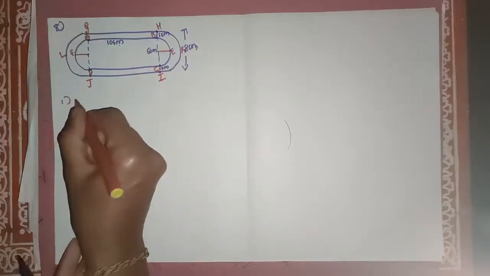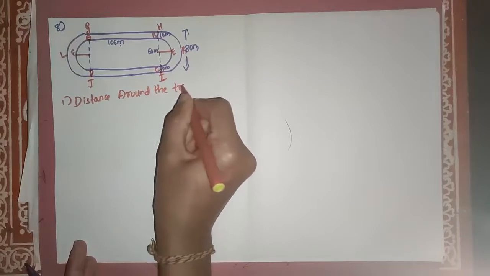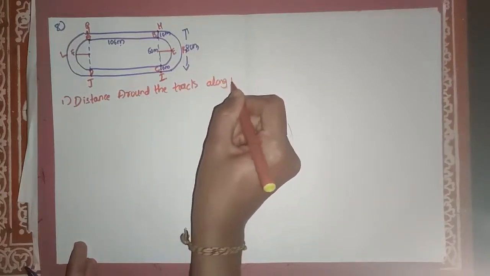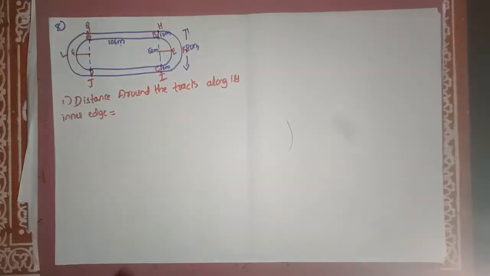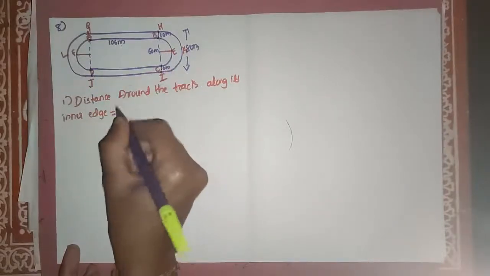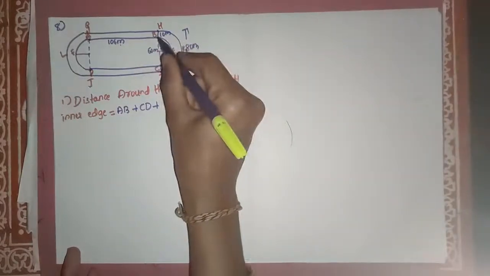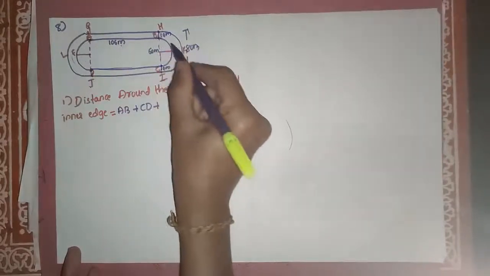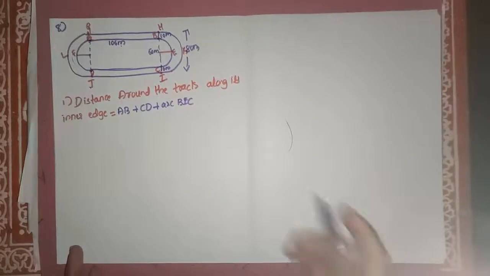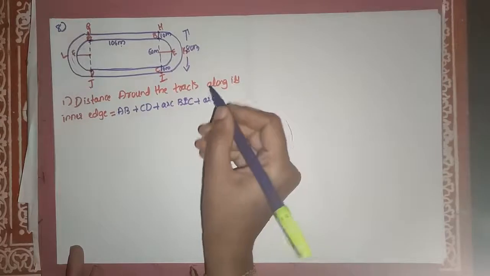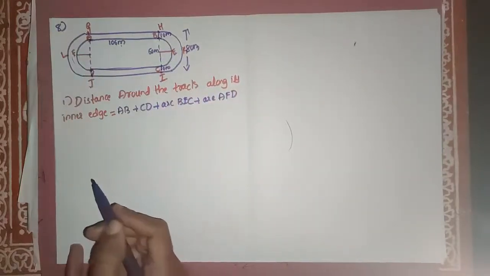The distance around the track along its inner edge. Inner edges are nothing but the inner track. So AB plus CD plus, we need to calculate the inner track arc BEC plus arc AFD. So this is the total distance around the inner track.